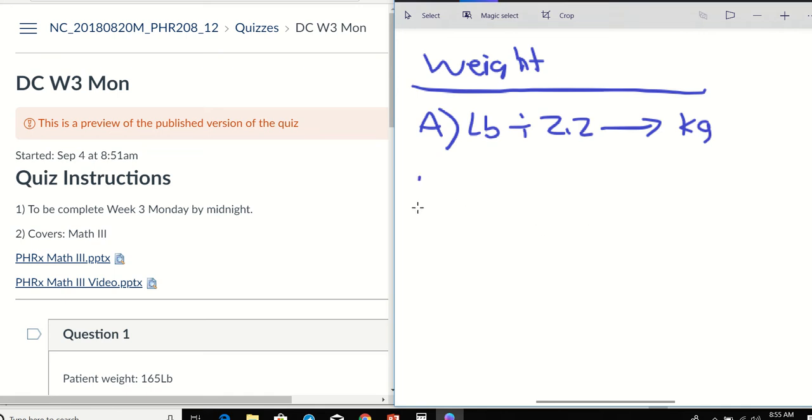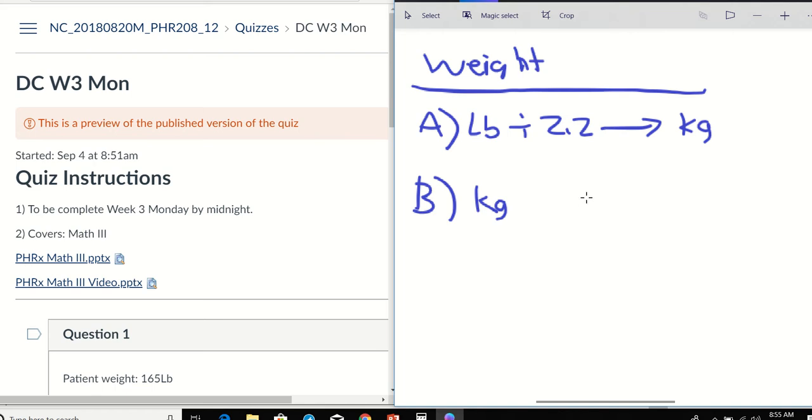So once you get the kilograms, you're going to go to step B. Wait, let me go through this first. So I'm going to do the examples on the board. I'm not going to do your example. I'm just going to do the ones on the board. So write notes if you need to, because this is yesterday, so it's not open anymore.